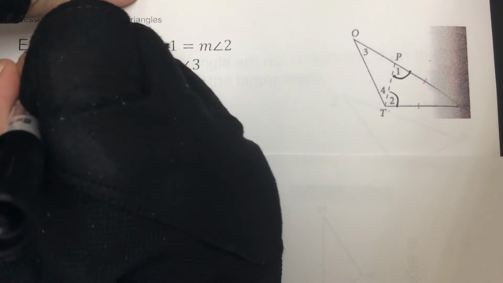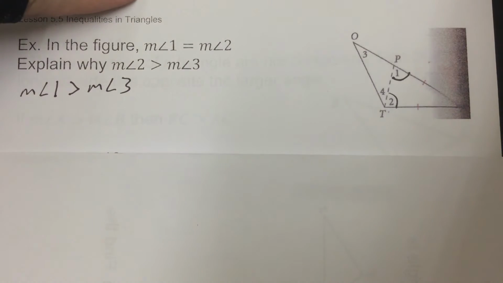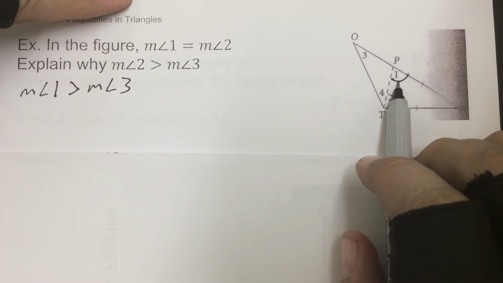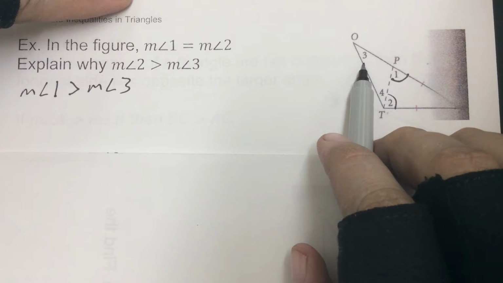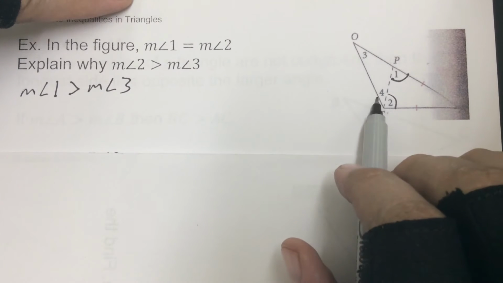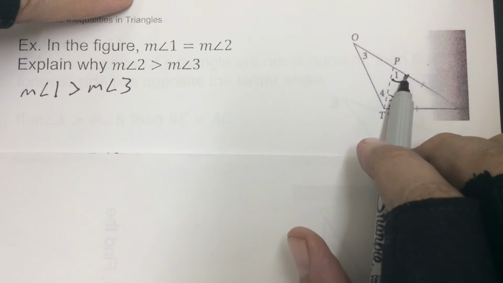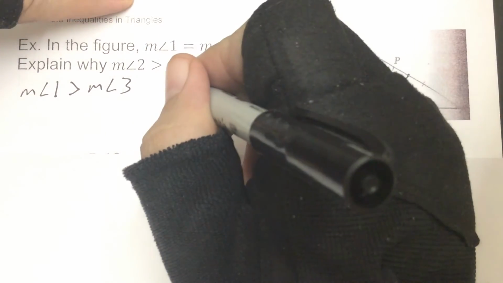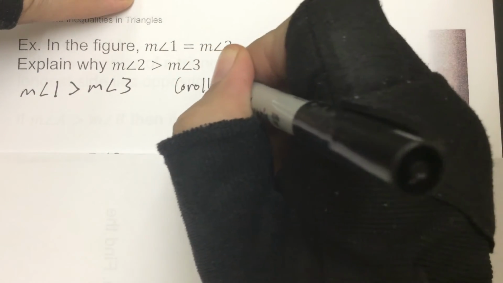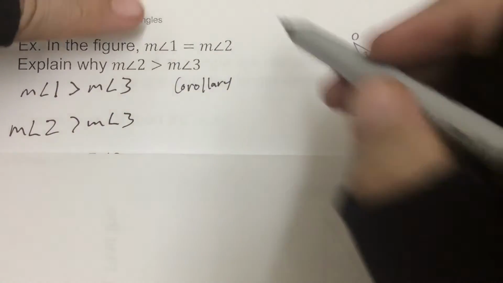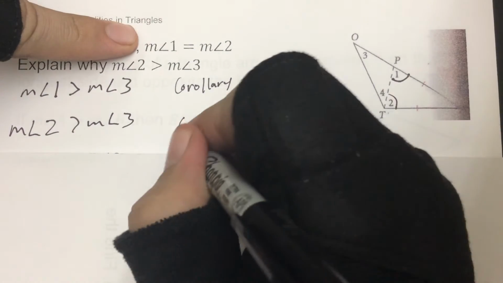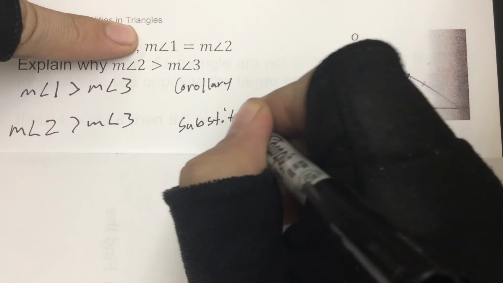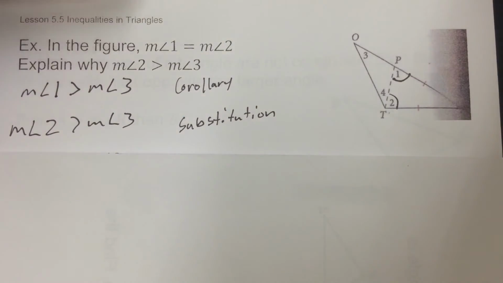So we could say that the measure of angle 1 is going to be bigger than the measure of angle 3, because angle 1, the exterior angle, should be bigger than one of its remote interior angles, because both those added together equal the outside. Well, this is by that corollary. Then we could say that the measure of angle 2 would be bigger than the measure of angle 3, since 1 and 2 are congruent, so this is through substitution.